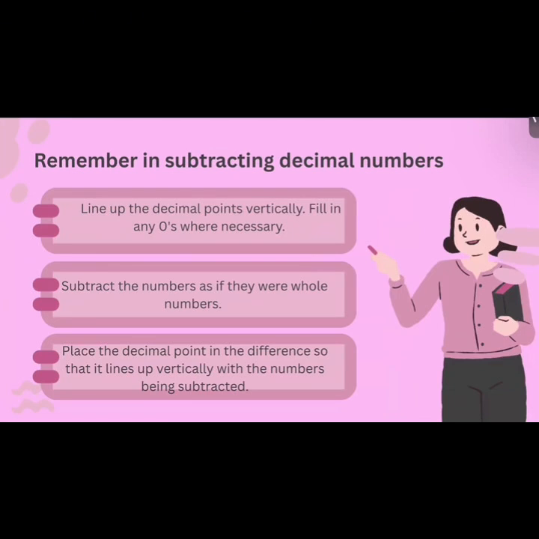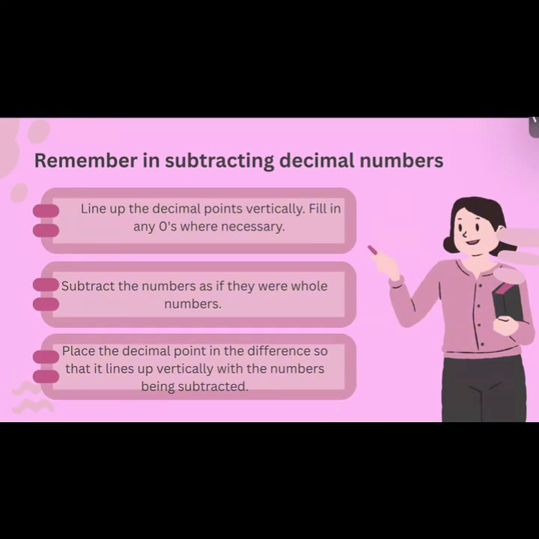First, line up the decimal points vertically. Fill in any zeros where necessary. Second, subtract the numbers as if they were whole numbers. And lastly, place the decimal point in the difference so that it lines up vertically with the numbers being subtracted.